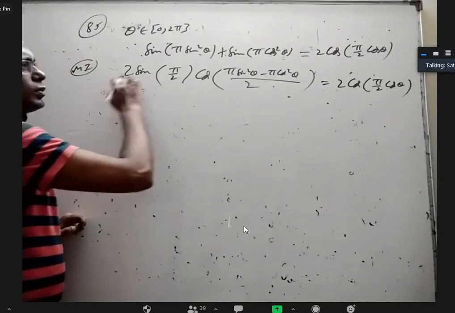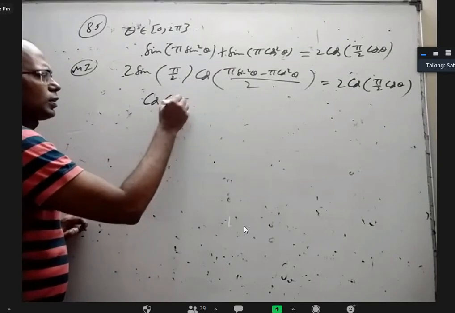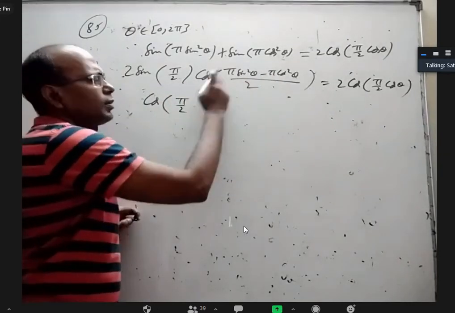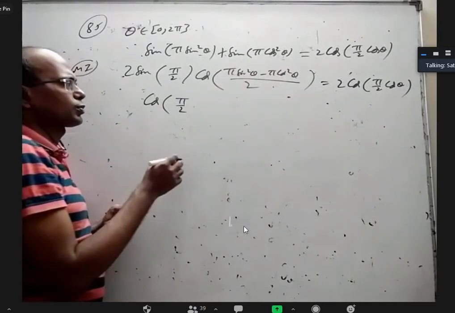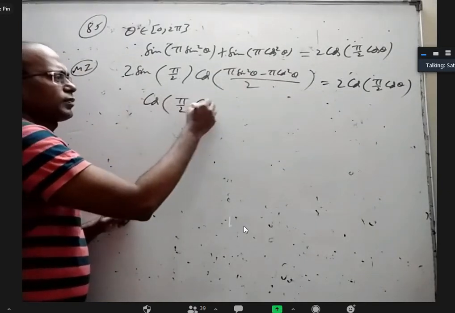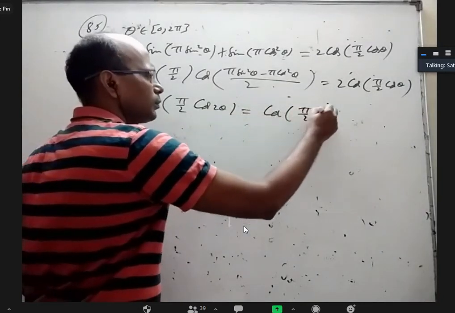Sine 90 is 1. 2 got cancelled. Cos, what I got here is pi by 2. If I take common pi by 2, sine square minus cos square, or cos square minus sine square is cos 2 theta, and minus may come, but cos will take care of it. So pi by 2 cos 2 theta equal to cos of pi by 2 cos theta.